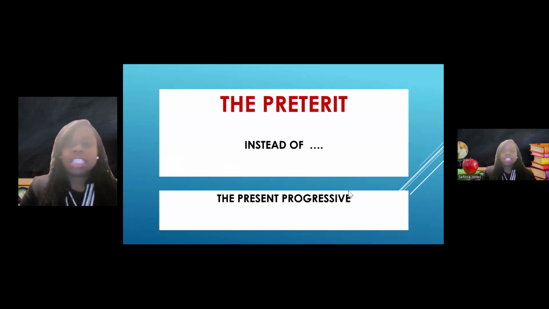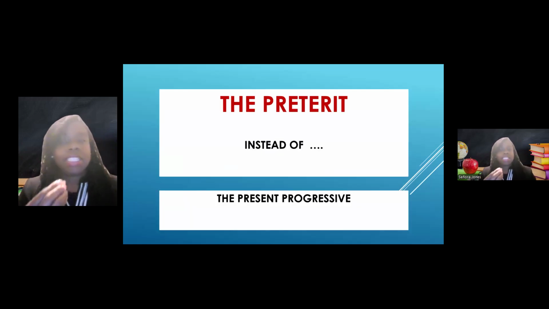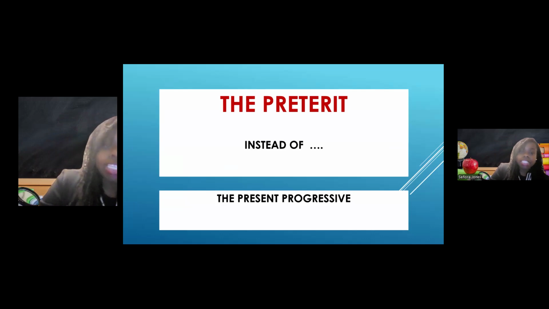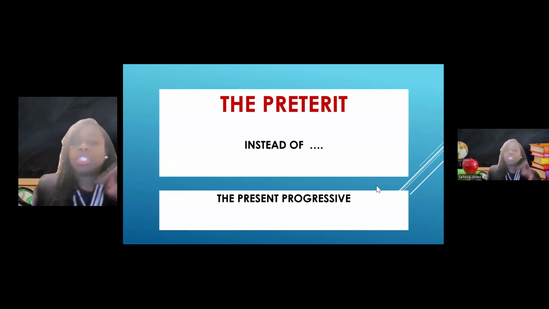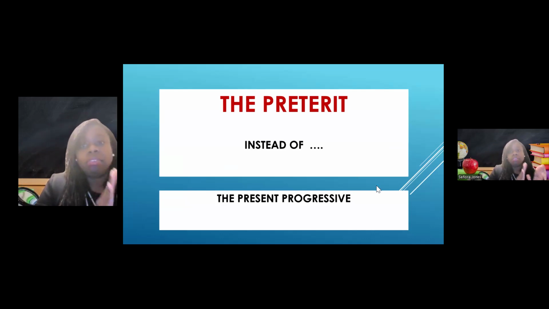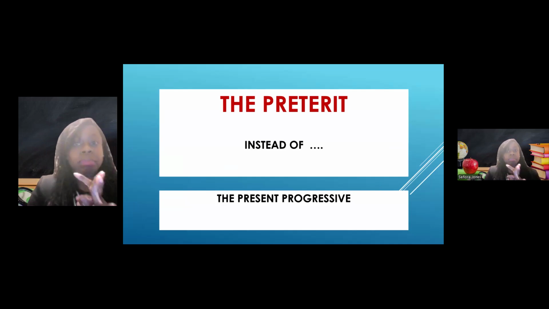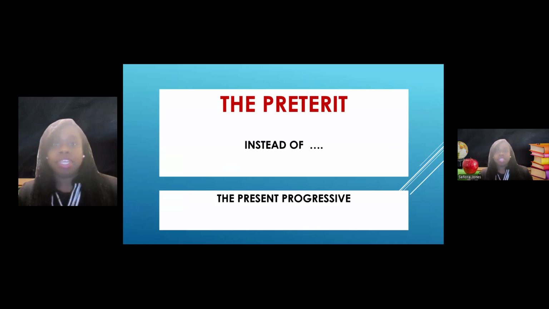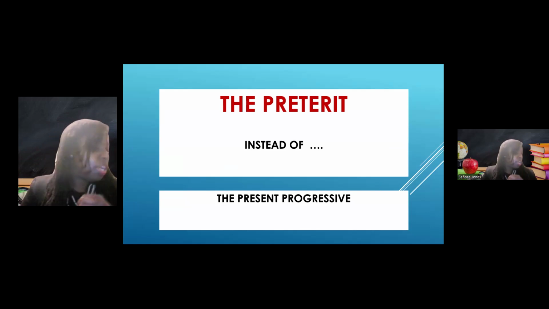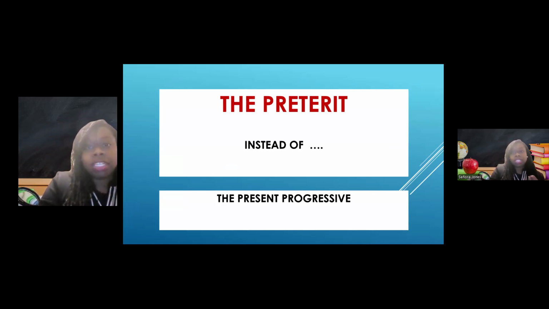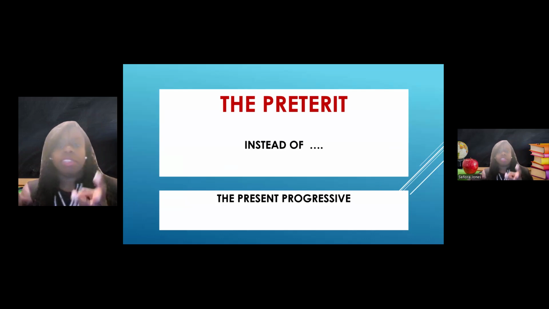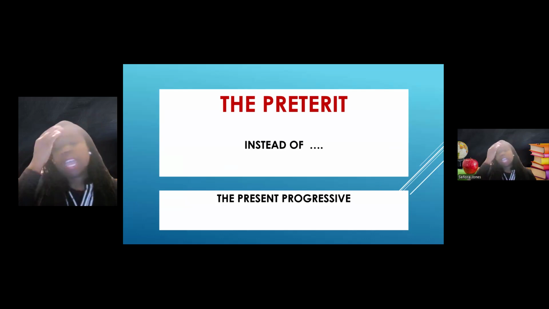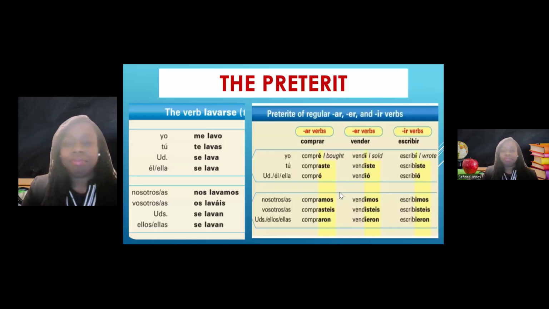Now the instructions are going to change. Let's practice describing the same photos in the preterite instead of the present progressive. So when we were using the present progressive, we had to remember subject, present progressive, time, and make sure our reflexive is in there. Now we're going to do subject, preterite, time, and make sure our reflexive is there.